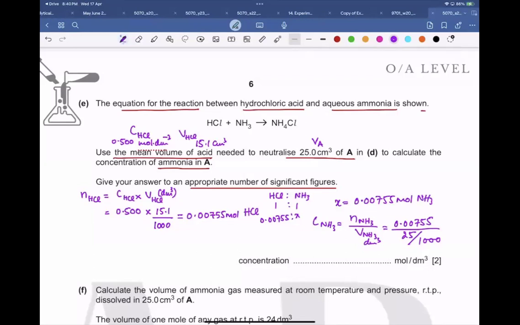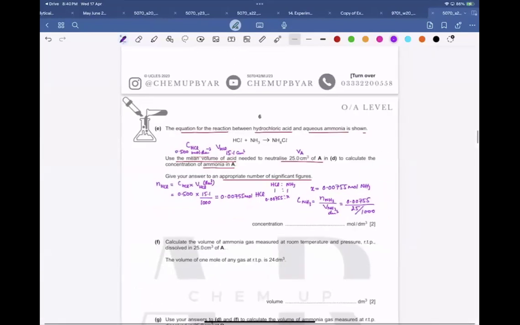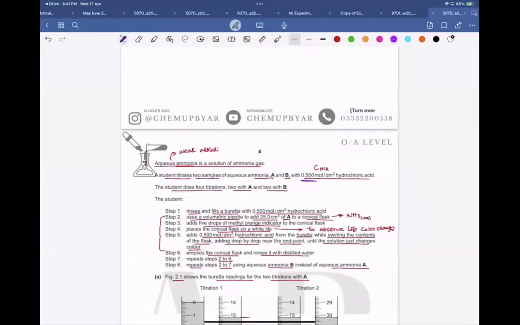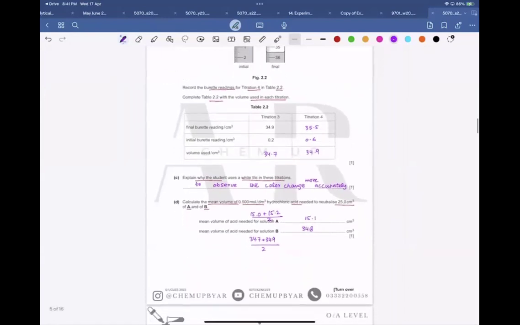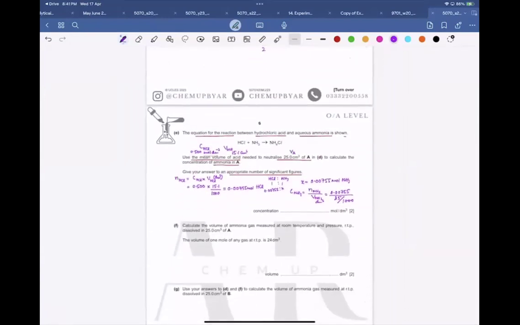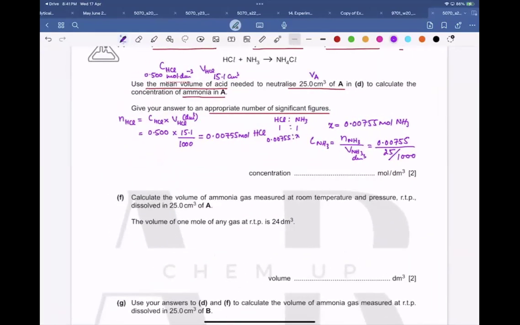Let me check one thing. 0.00755. Okay, let me check one thing. Okay, so it's 0.302 mole per dm cube. Is this clear to all of you?